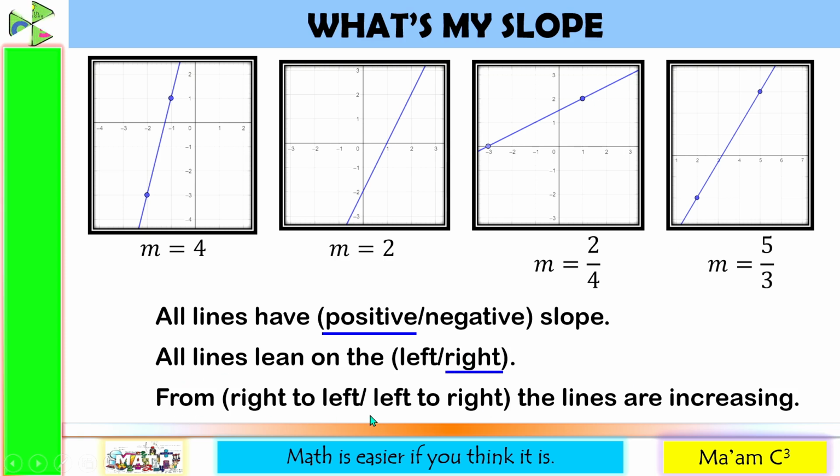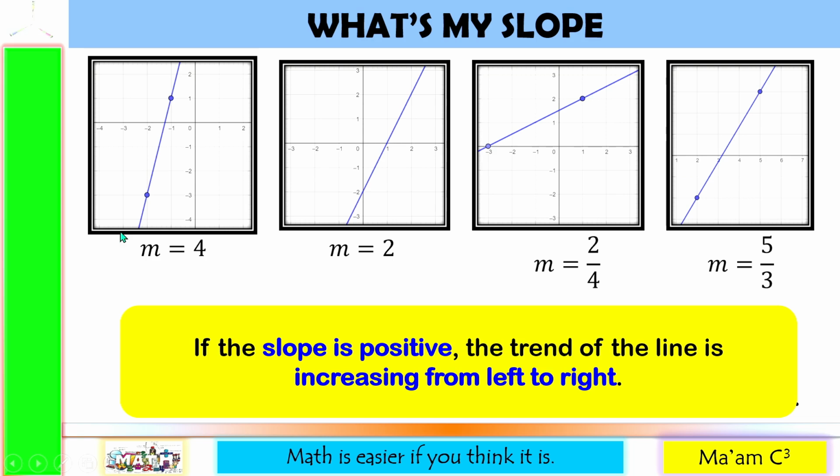From right to left or left to right, are the lines increasing? Let's start from the lowest point going up, and that is from left going to right. From left going to right, the line is increasing. Also here, from left going to right. So from left going to right, the lines are increasing. From this activity, we can conclude that if the slope is positive, the trend of the line is increasing from left to right.